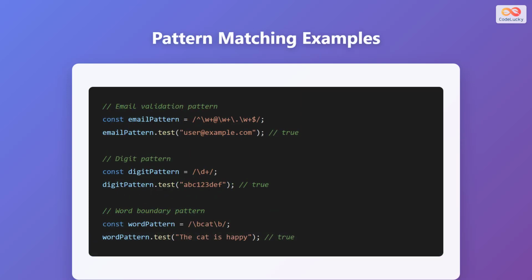The test method can be used with different kinds of regular expression patterns. First, we have an email validation pattern that checks if a string is in the format of an email address. When we test user@example.com, it returns true. Next, we have a digit pattern which checks if a string contains digits. The test method returns true when we test ABC123def. Finally, we use the word boundary pattern to see if the string contains the word cat. When we test "the cat is happy", it returns true.